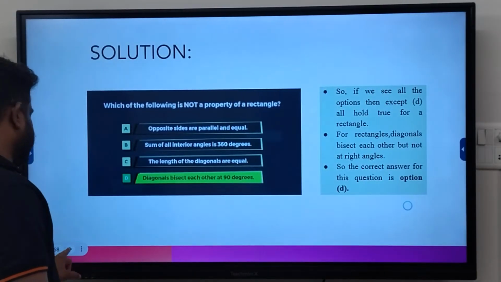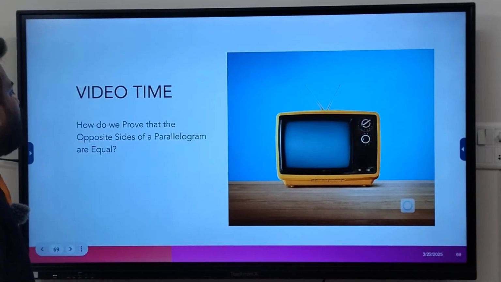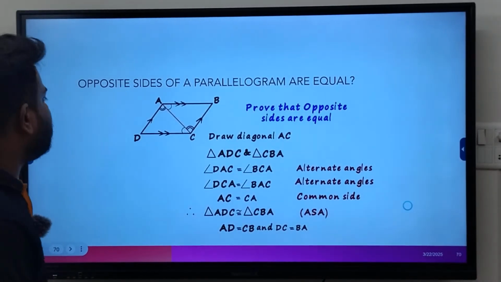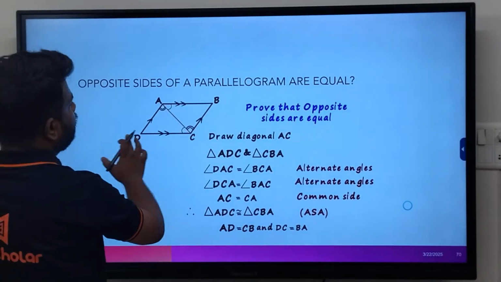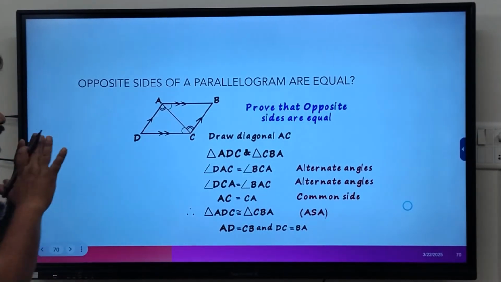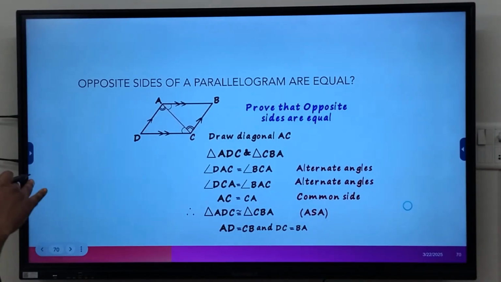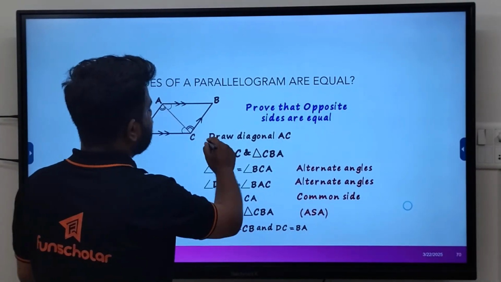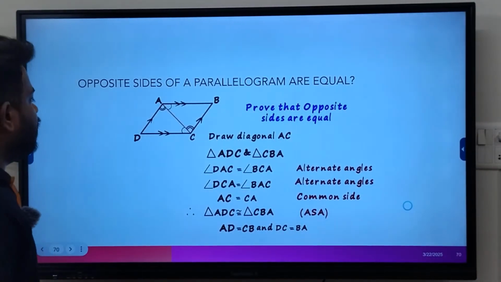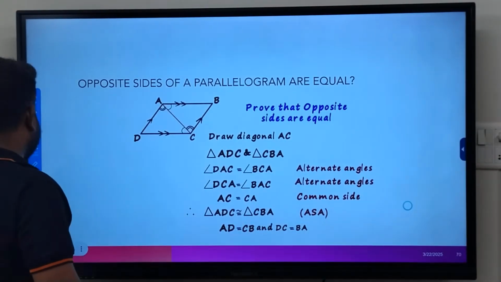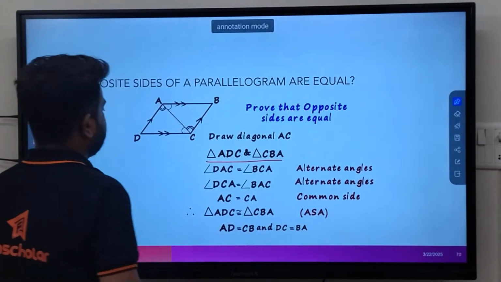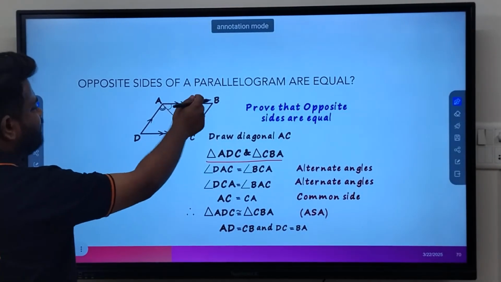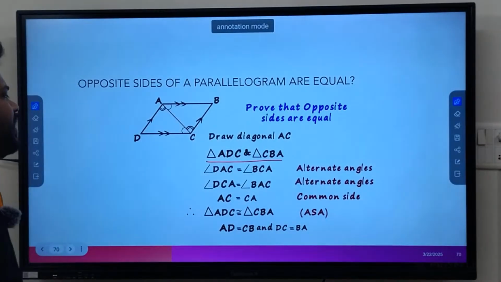Okay, that is D. Another video: how do we prove that opposite sides of a parallelogram are equal? This one is also pretty easy. We have to first draw a parallelogram, and then draw a diagonal. After drawing the diagonal, we get two triangles, ADC and CBA.